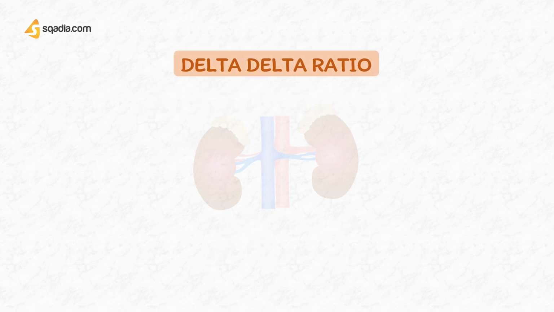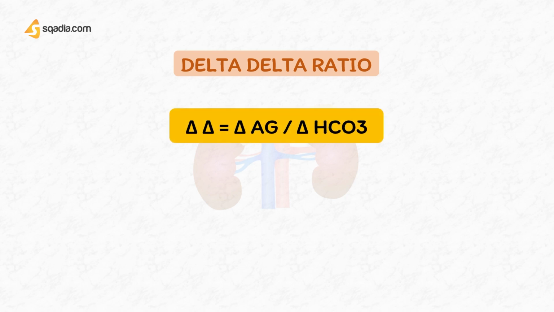Next, we're talking about the delta-delta ratio. This formula is used in anion gap metabolic acidosis only. The anion gap increase should be similar to the fall of the bicarb ion levels. So how is this done? The delta-delta ratio is equal to the change in the anion gap divided by the change in the bicarb ions. The ratio of the anion gap to the bicarb ions assesses for a secondary acid-base disorder.